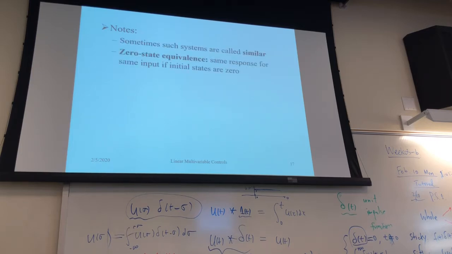You also call it similar, zero state equivalence, meaning that you don't have an initial condition. All the initial states are zero, and then under the control, your outputs are the same. Of course, if your initial states are different, although your inputs are the same, the outputs will not be the same.